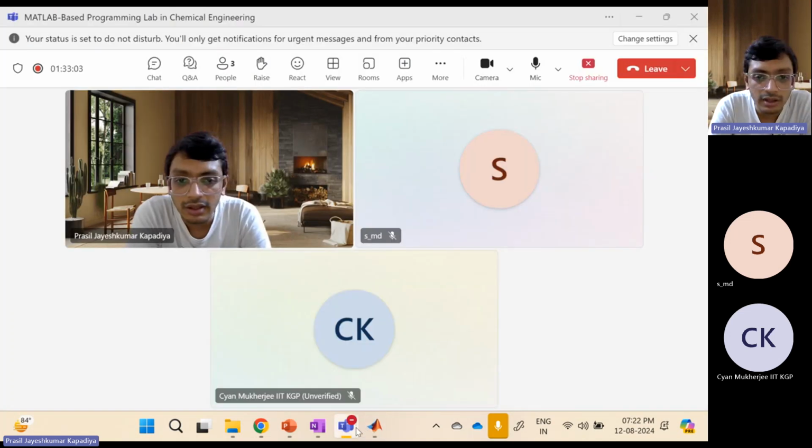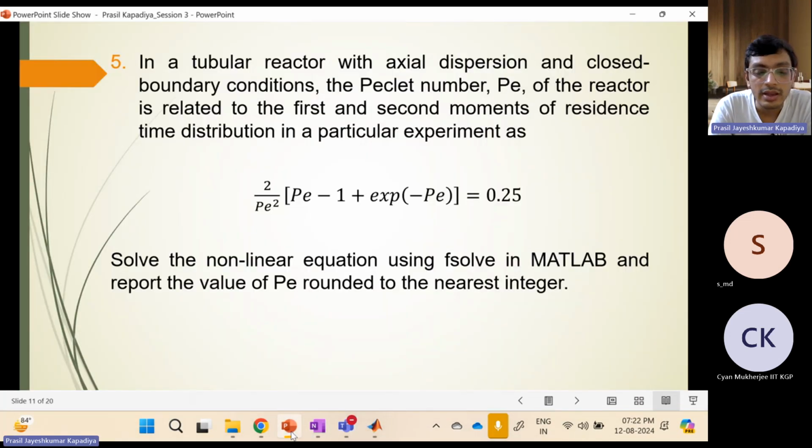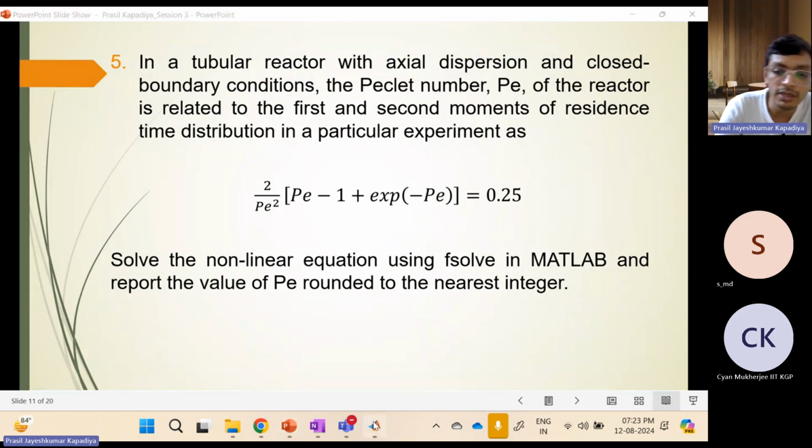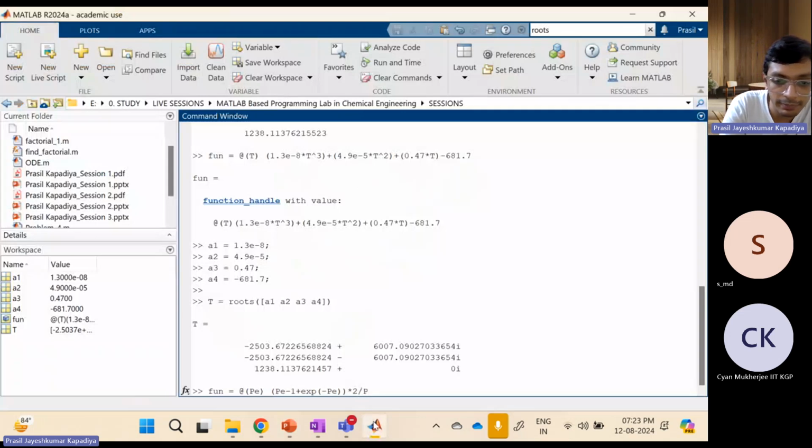Then my equation is 2 divided by Piclet square. So let's write it like this, this term first: Piclet number minus 1 plus exponent of minus Piclet number. I need to be careful here while typing. This whole term is multiplied by 2 and divided by Piclet number square. So this is my equation and I need to find the solution of this equation.